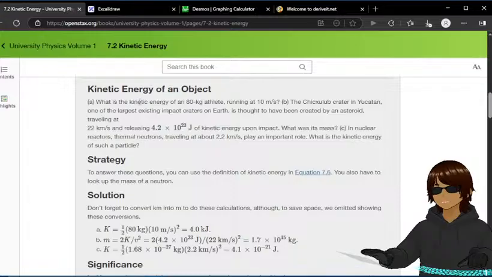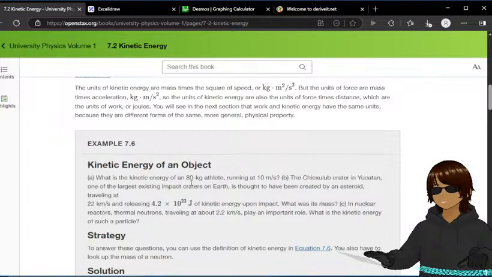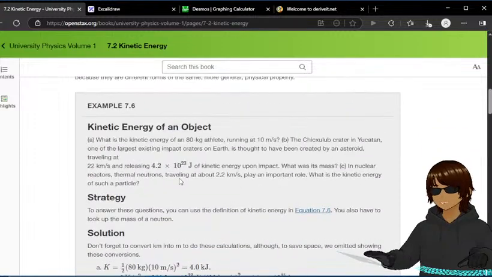What is the kinetic energy of an 80 kilogram athlete running at 10 meters per second? So mass is 80 and velocity is 10 meters per second. We just do half mv squared and we get the kinetic energy.